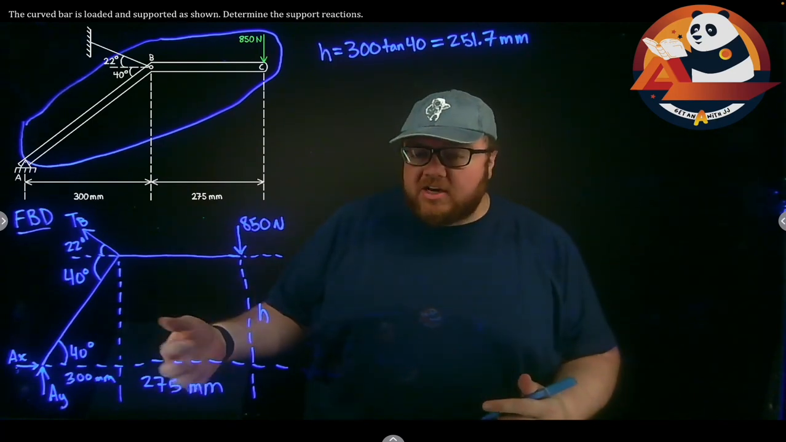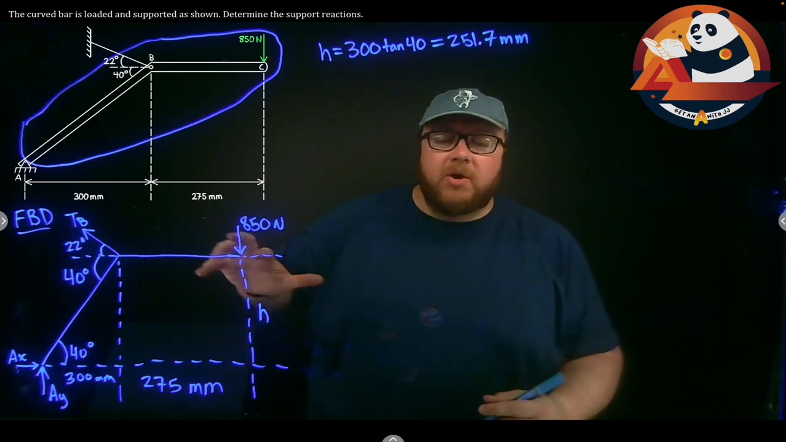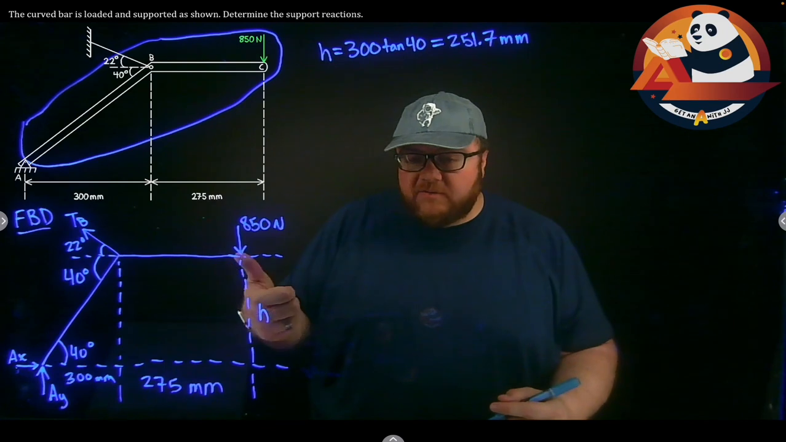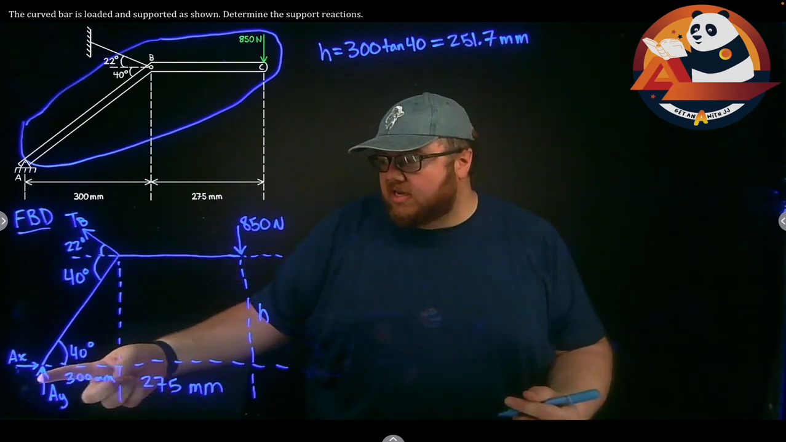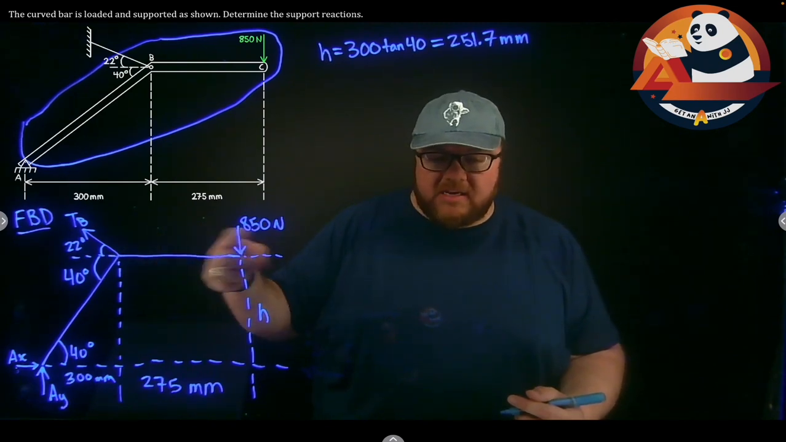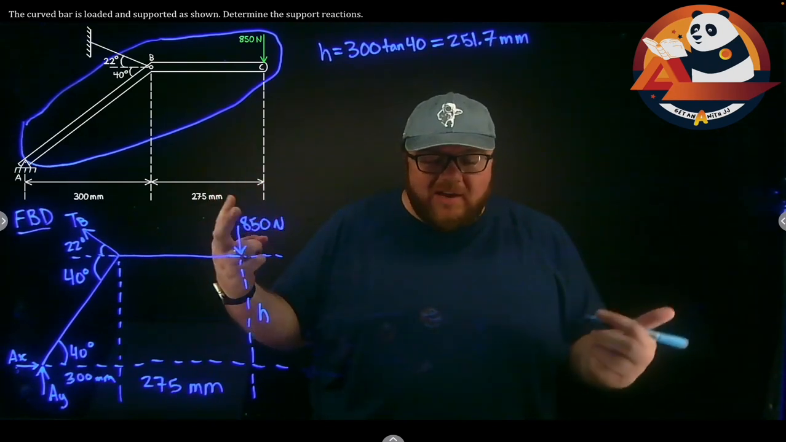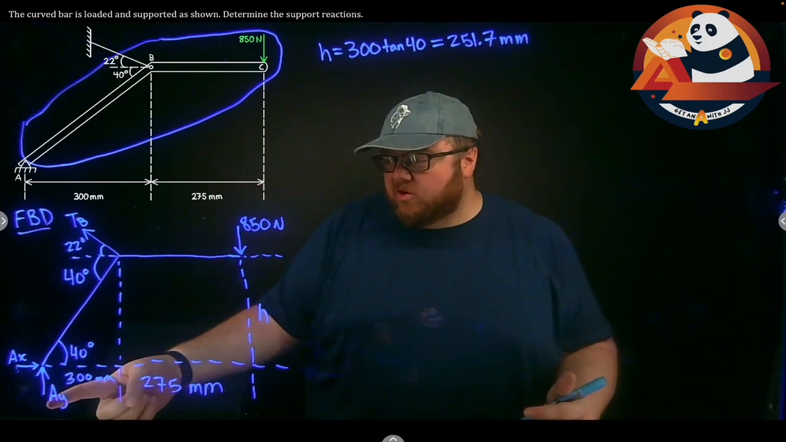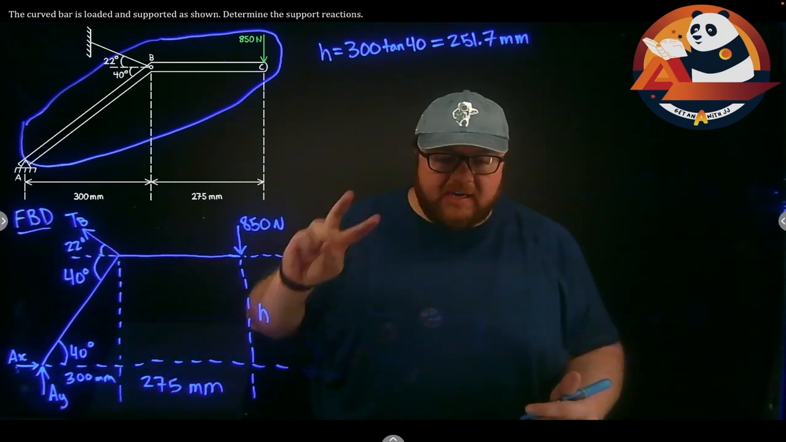From there, I can start trying to figure out what equilibrium equation I want to do first. If I sum forces in the x, that's one of our options. I have AX as an unknown, and I have TB as an unknown. Two unknowns. If we don't have to, let's not start there. In the y, I'd have AY and TB, again two unknowns.